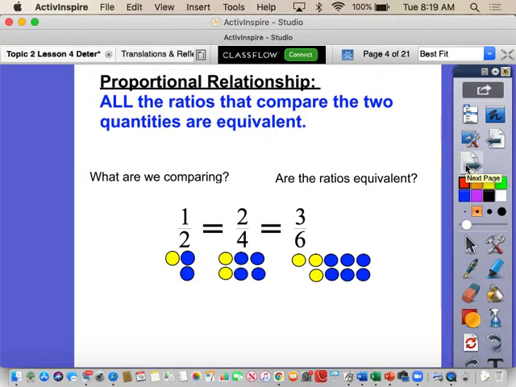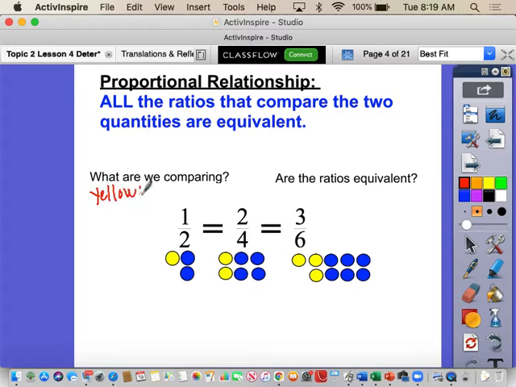So a proportional relationship is where all the ratios that compare the two quantities are equivalent. So if you have a set of ratios and they're all equivalent, we say that they are in proportion to each other, or they're proportional. So here, we've got some pictures, and they've been written as ratios for us. What two things are we comparing in those pictures? Yeah, yellow circles to blue circles.